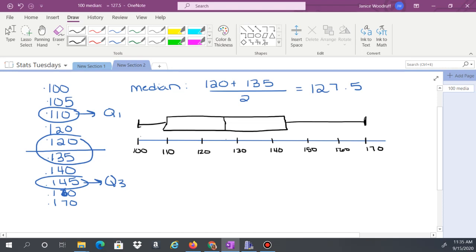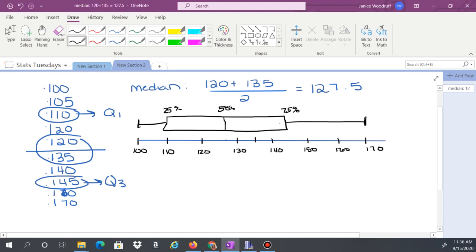You can look here, this is your 25th percentile. This is your 50th percentile. This is your 75th percentile. And this is going to represent 50% of the data, but if you added all of these together, your mean would be right here. So it's not symmetrical.